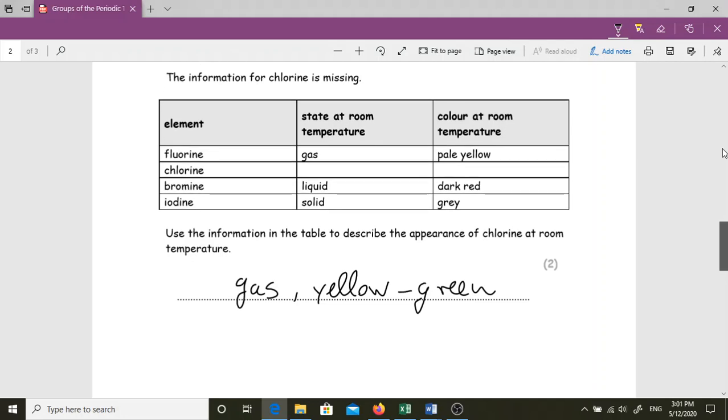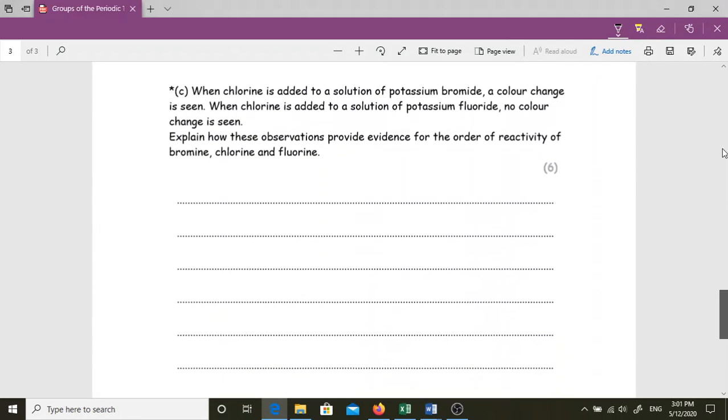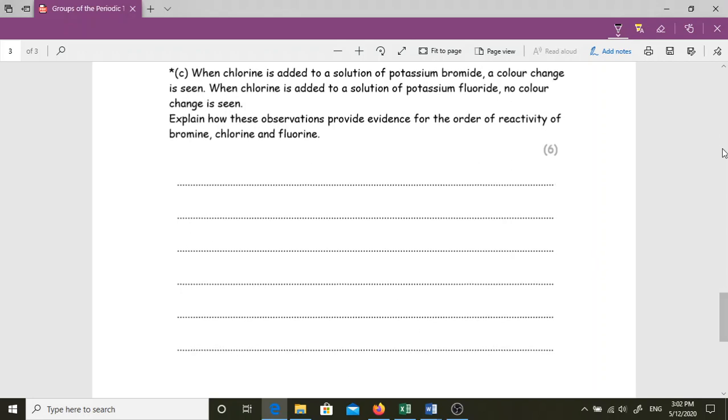Okay, now we're going to go on to the 6 marker. Okay, I'm going to read the question again. When chlorine is added to a solution of potassium bromide, a color change is seen. When chlorine is added to a solution of potassium fluoride, no color change is seen. Explain how these observations provide evidence for the order of reactivity of bromine, chlorine, or fluorine. So this question is about the reactivity of the halogens, but we can just start without knowing much about the reactivity, just kind of draw conclusions from what is said here.